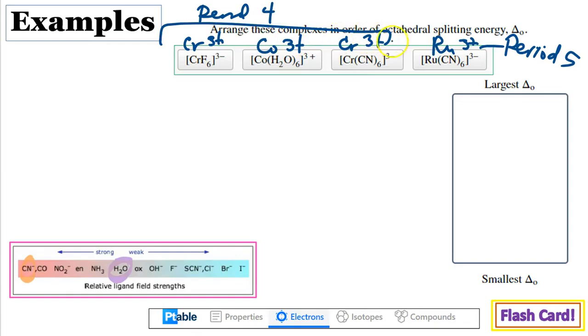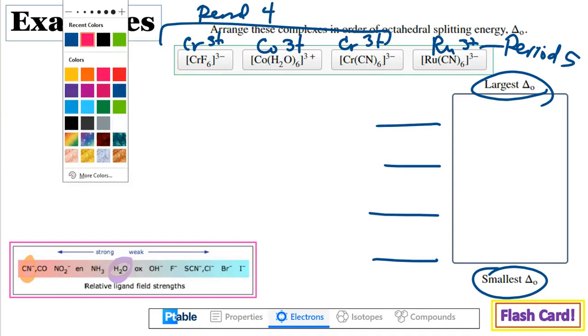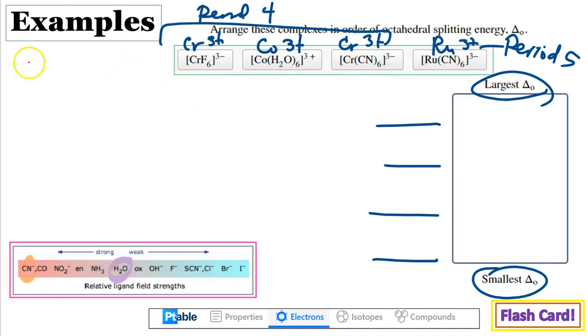So they said arrange these complexes in order of octahedral splitting energy. They're starting off with the largest here and the smallest. And so we have 4 of them. So let's go ahead and rank these complexes. Again, we got our oxidations. We see they're all very similar. Next, we're going to go off of ligands. So we have strong field ligands and we have weak field ligands. So we have our spectrochemical series here.